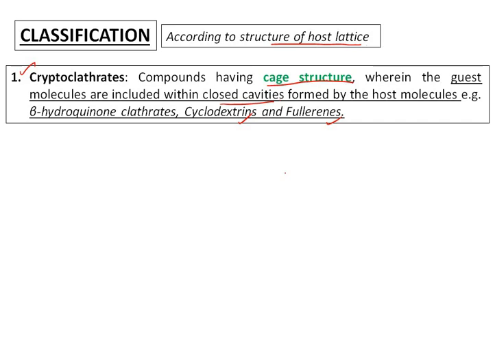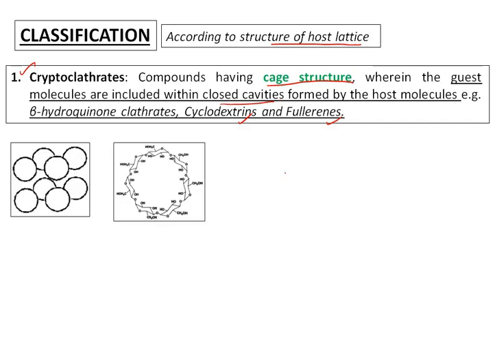So the cryptoclathrates, for example the cyclodextrin. Here is the diagram of cyclodextrin. This is a single molecule of cyclodextrin, and you can see there is a good cavity in the center of the cyclodextrin. Here a guest molecule can fit in, right? Such a system comes under the category of cryptoclathrates.